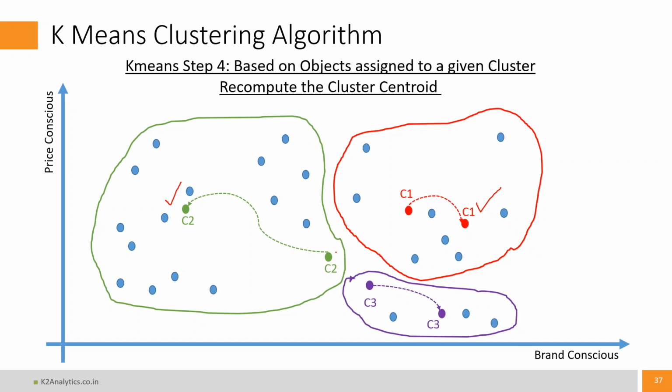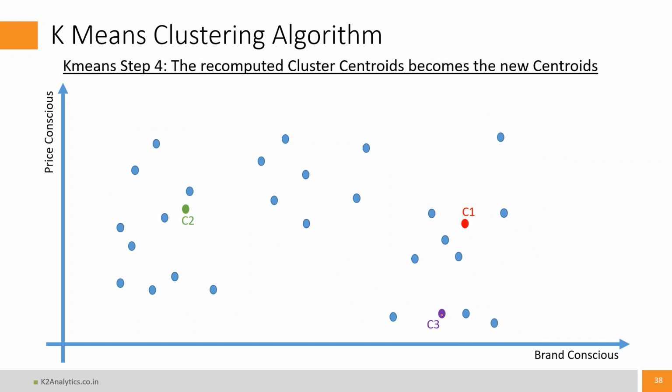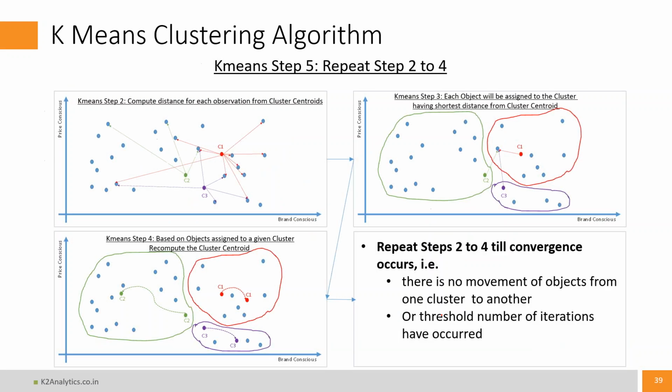I recompute the centroid. In step 1, the centroids were randomly decided and we started the calculation that way. C3, the centroid will be shifting. So now I get 3 new centroids. What will be the next step? My centroids have moved. The next step is iterate. I got a new set of centroids.